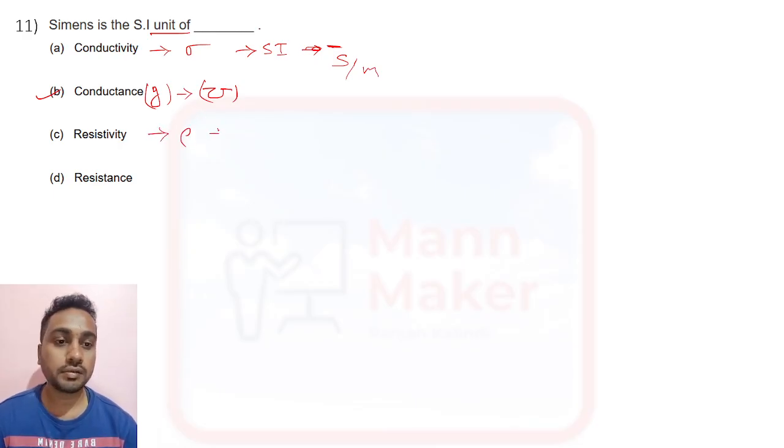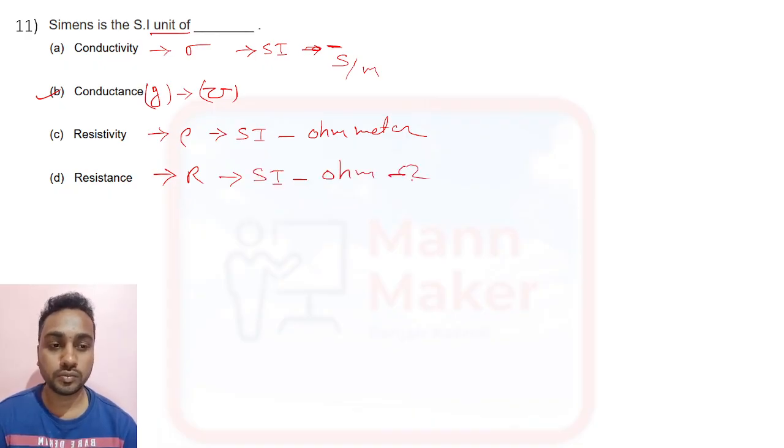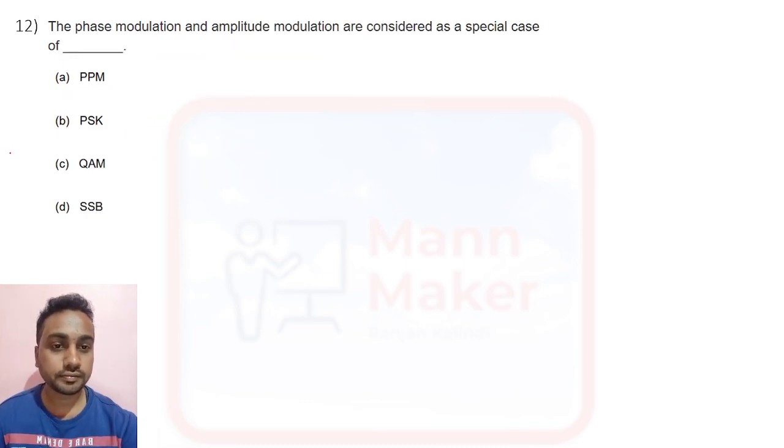Rho. Resistivity, if we see the SI unit of resistivity, it is ohm meter. And resistance is R. The SI unit of resistance is ohm. Everyone knows this thing, ohm. Okay, so here option B is the right answer.